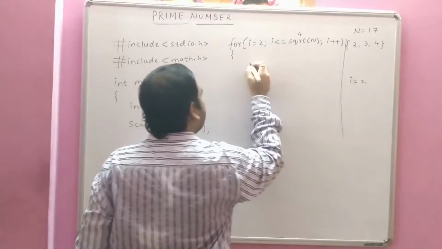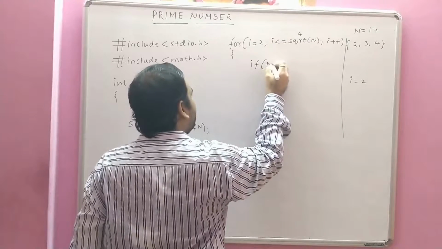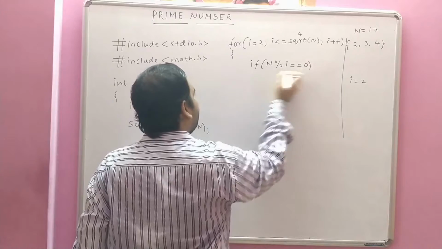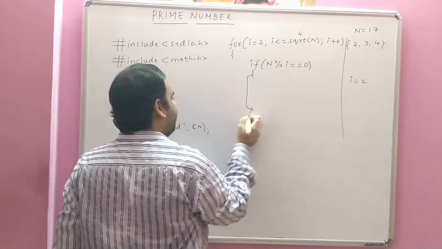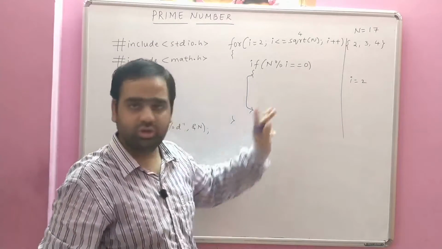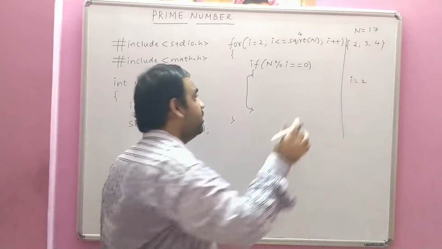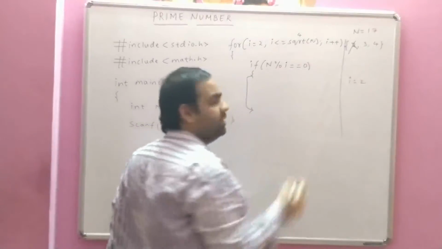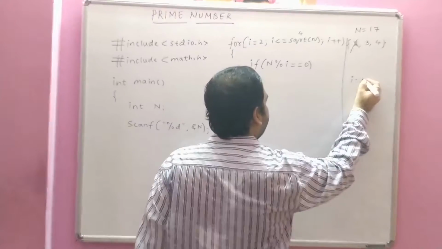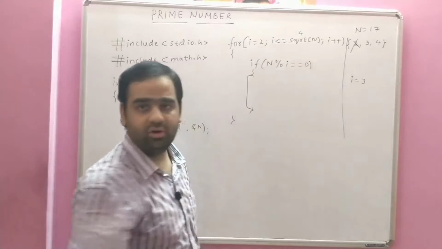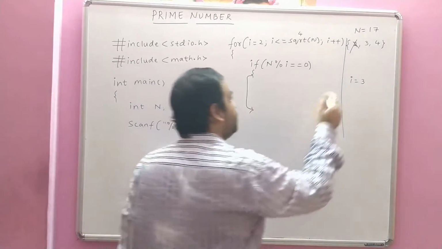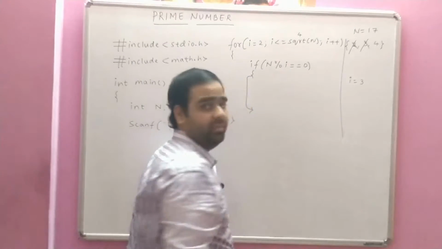Now you have to check if n modulo i, 17 modulo 2, is equal to 0. If it is equal to 0, what to do? We will say it. 17 modulo 2 equal to 0? No. That means 2 is not a factor. 3 may be a factor. Try it. i plus plus, i becomes 3. 3 less than or equal to 4? Yes. 17 modulo 3 equal to 0? No. That means 3 is not a factor. 4 may be a factor.